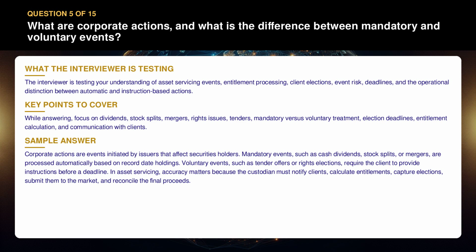In asset servicing, accuracy matters because the custodian must notify clients, calculate entitlements, capture elections, submit them to the market, and reconcile the final proceeds.